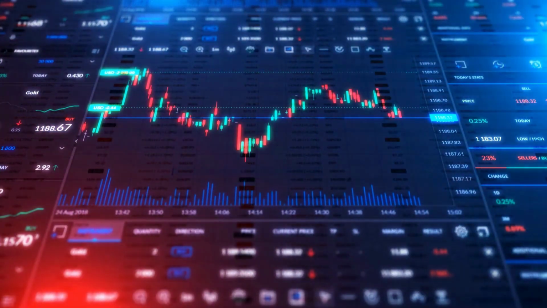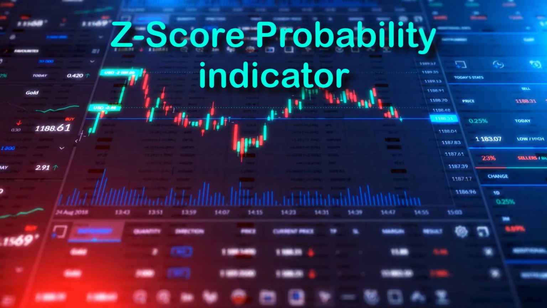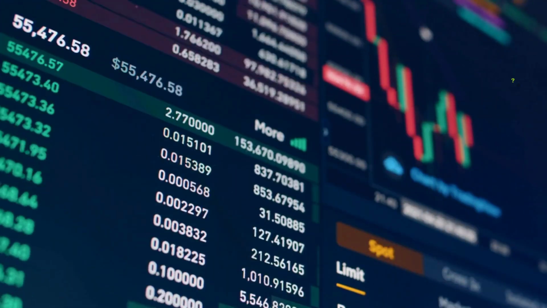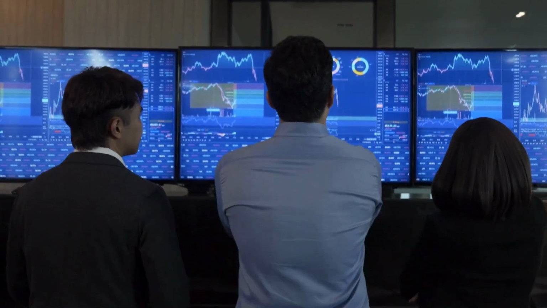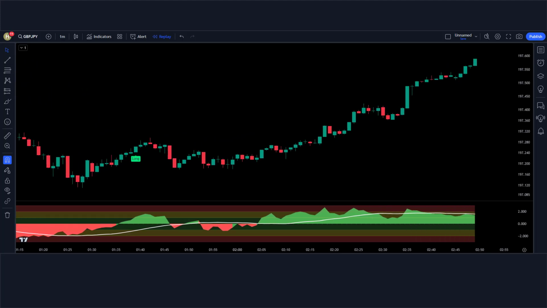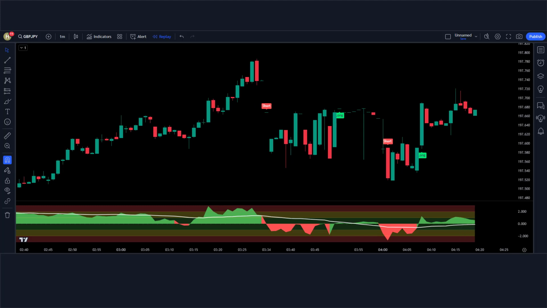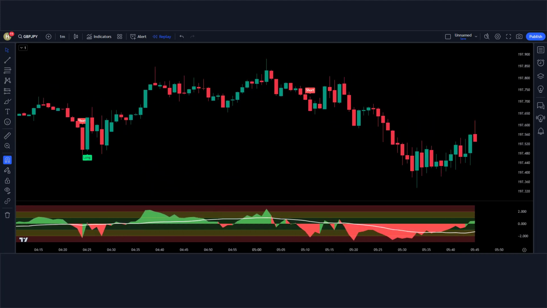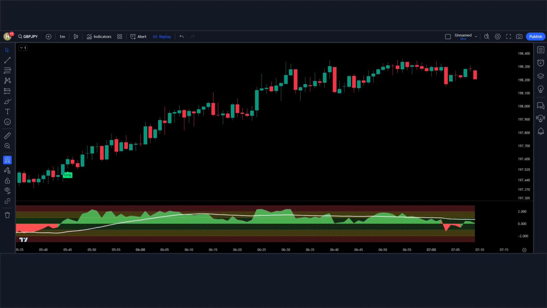In today's video, I stumbled upon a secret gem on TradingView, introducing the Z-score probability indicator. Ready to elevate your trading game? Join me as I unveil this revolutionary tool, delivering the most accurate buy, sell signals you'll ever witness. Whether you're a seasoned trader or just starting out, this indicator has the potential to transform your trading strategy and boost your profits. Watch as I demonstrate real-time applications and share essential tips on how to maximize this powerful tool.